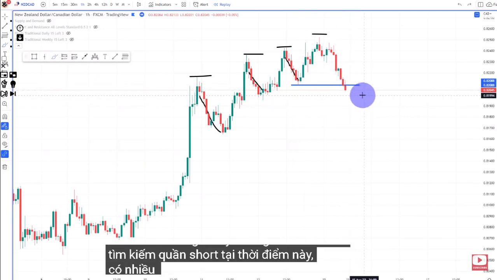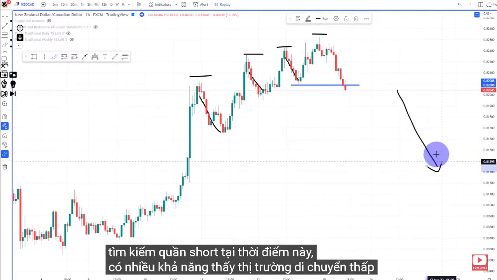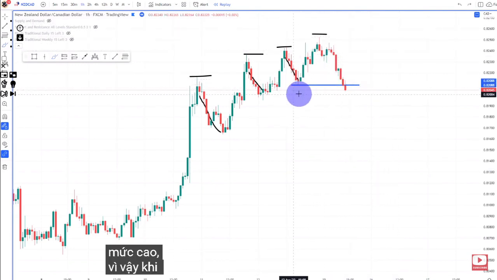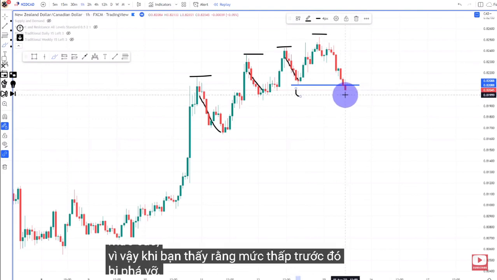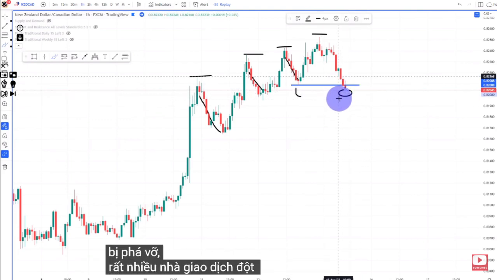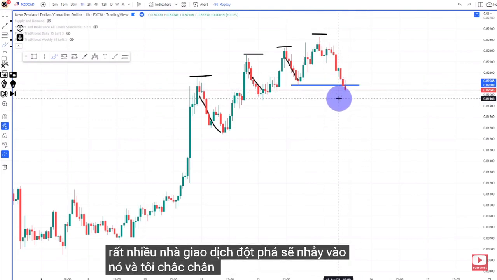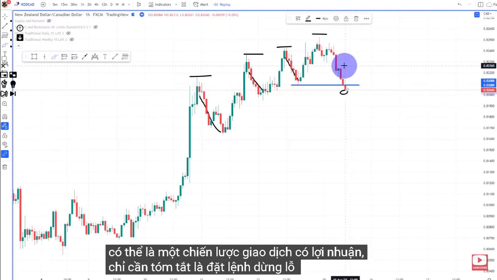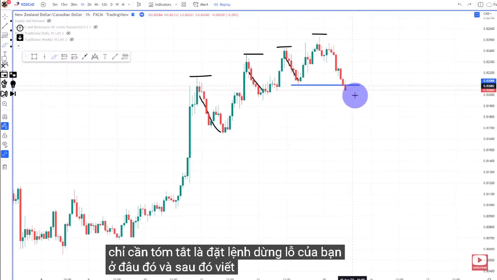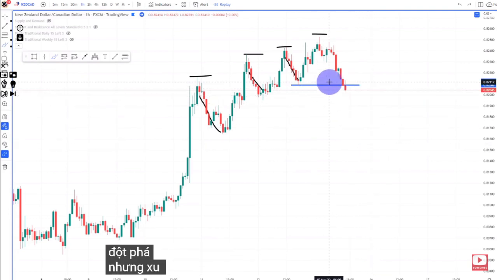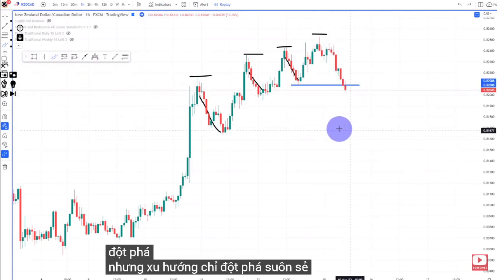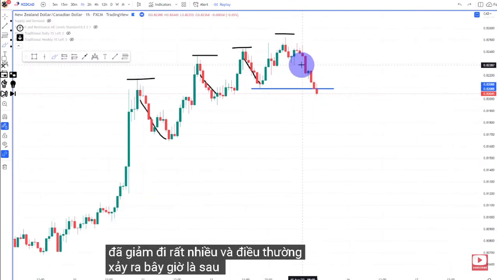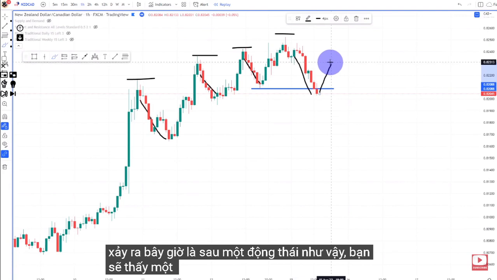At this point, it's more likely to see the market move lower than it is to see a continuation above the highs. So when you see that a previous low is broken, a lot of breakout traders will jump on it. And I'm sure that a few years ago this could have been a profitable trading strategy. Just get in short, put your stop loss somewhere here, and then ride the breakout. But the tendency for just smooth breakouts has decreased a lot. And what will often happen now is that after such a move, you will see a pullback.